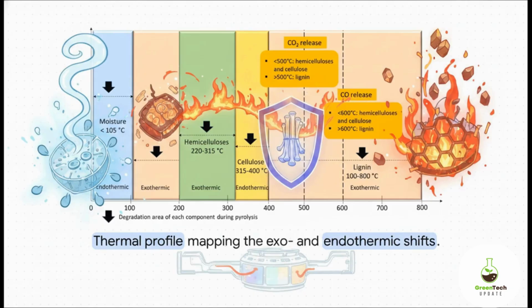The process actually shifts between an endothermic reaction, absorbing heat during cellulose degradation, and an exothermic reaction, where it releases heat during hemicellulose breakdown and later lignin carbonization. If you aren't actively modeling these exo and endothermic shifts, your reactor's thermal management is going to fail.